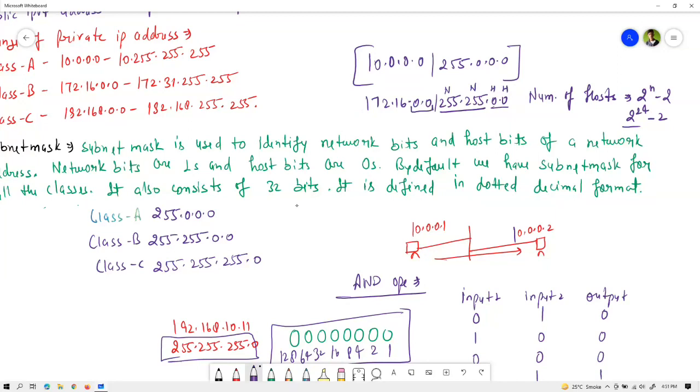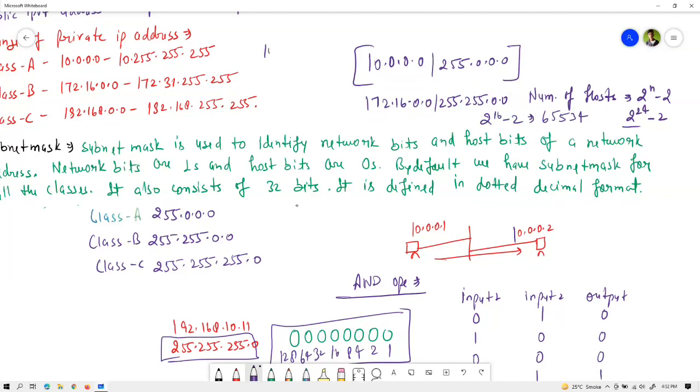So host bits are used to define how many IP addresses can be there in a network address. Now, if I talk about this network address, how many hosts can you define? 2 to the power 16 minus 2. It will be 65534. Okay.